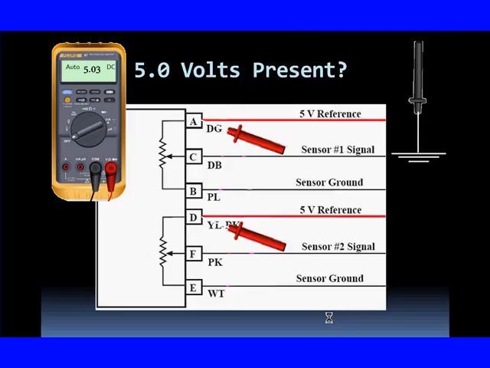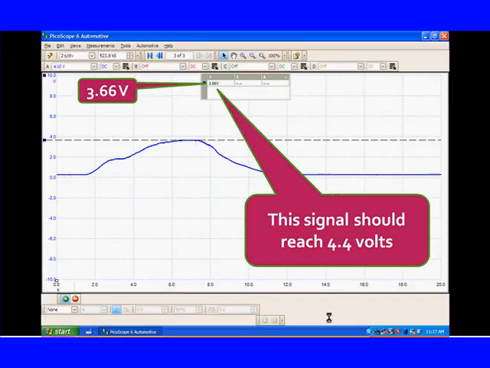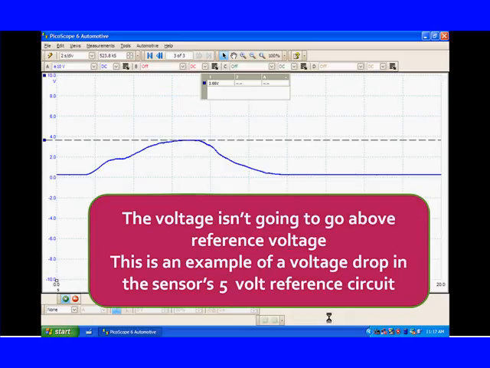How do we test for it? Well, we start off, go back and see if you have 5 volts. We're looking at 5 volts here on our DVOM. Works perfectly fine. Here's a situation where the signal should go to 4.4. We raised it up, it only went to 3.66. You could find that with a voltmeter, you could find it with a lab scope, you could find it with scan data. Doesn't matter. If the voltage isn't going to the reference voltage, like in this example, it was a result of reference voltage being low.